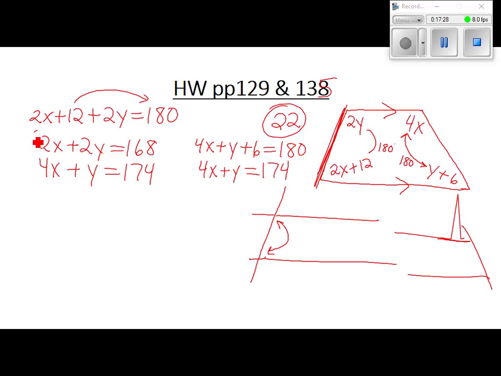So if we times this whole top equation by -2, what's -2 times 2x? -4x. What's -2 times 2y? -4y. What's -2 times 168? Get your calculator out. I know it's a negative.